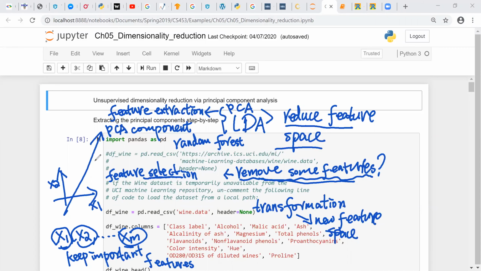But for feature extraction, you need to apply math, quite a comprehensive math calculation, called eigenvalue and eigenvector. You try to find the eigenvectors. That's quite a comprehensive topic. So you use that to find a new feature space. So it involves transformation. We need to get all of these concepts clear regarding dimensionality reduction.